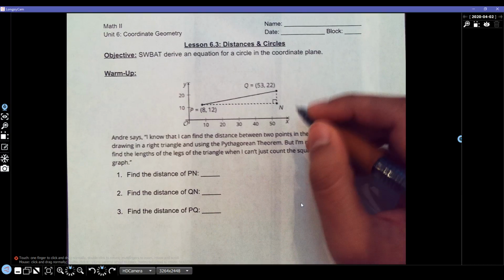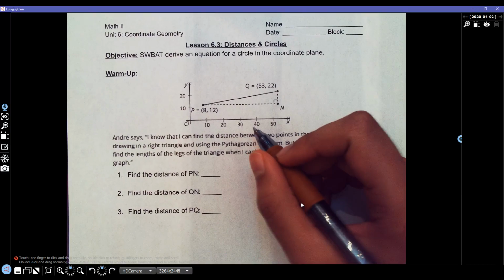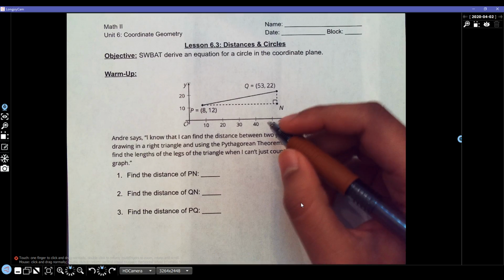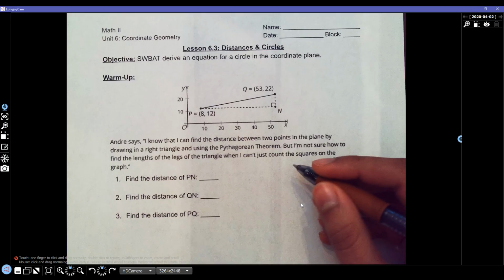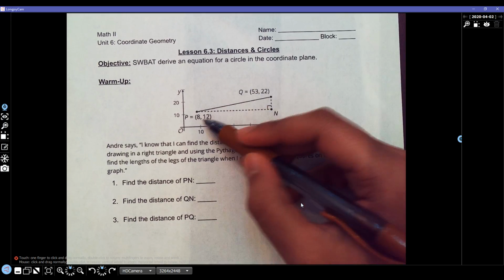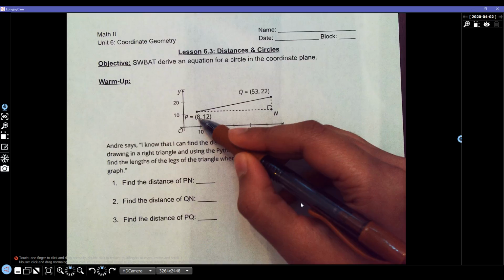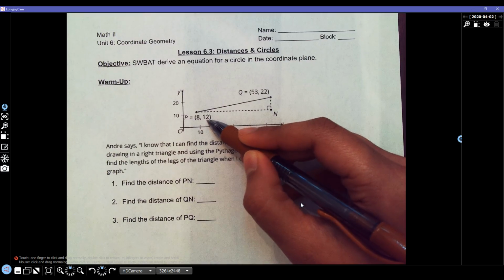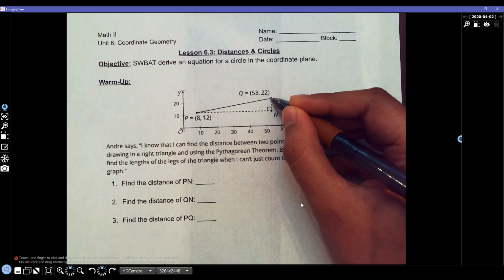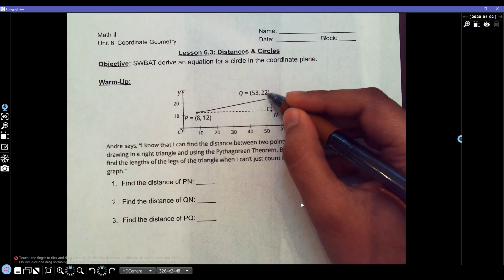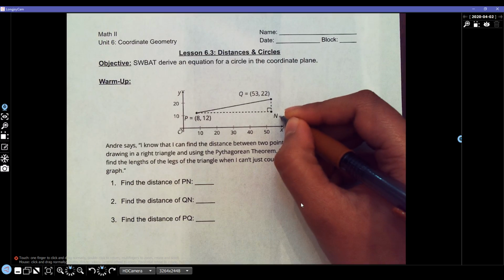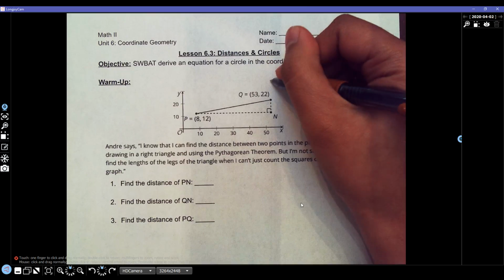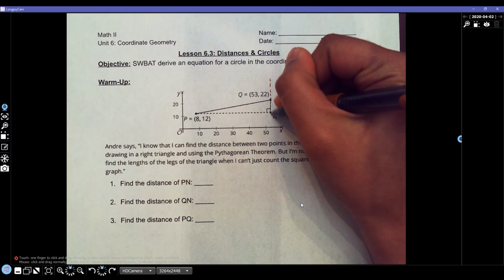So we have to think about what information we are given and what we need to find in order to find these distances below. So let's first start off with what we're given. We're given point P with the x-coordinate of 8 and 12, and then point Q with an x-coordinate of 53 and a y-coordinate of 22. And it will be helpful to find the x and y coordinates for point N. So I'm going to draw a dashed line here.